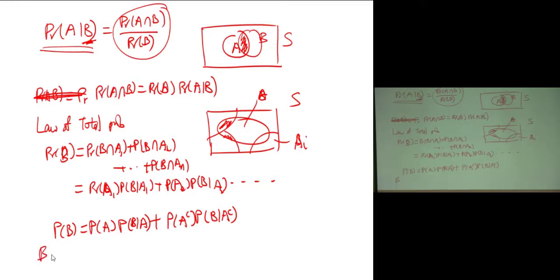Okay. Derived from that, we have Bayes theorem. So what does Bayes theorem say? Bayes theorem basically says that, the other way around, if I know that B has occurred, what is the chance that Ak occurs?